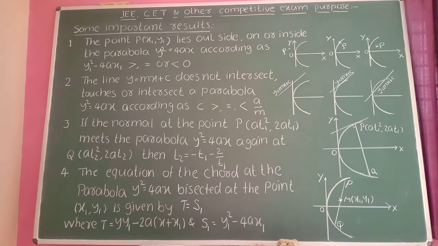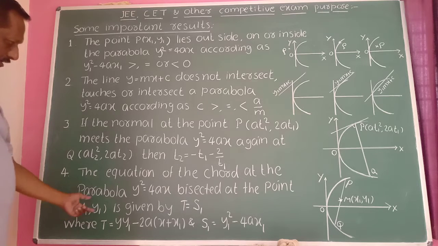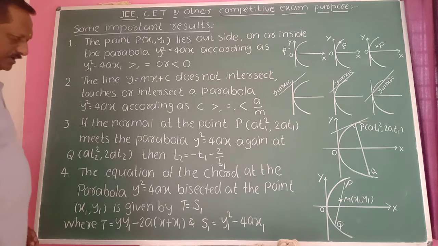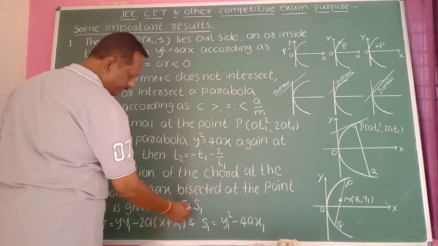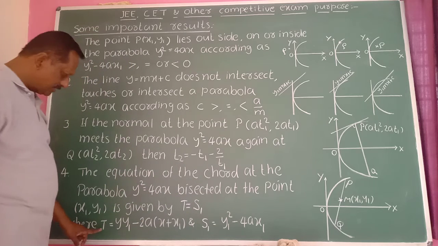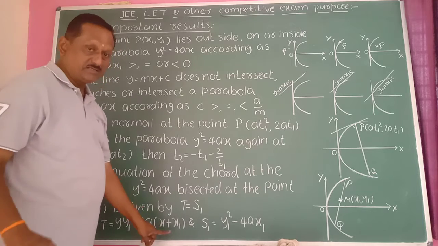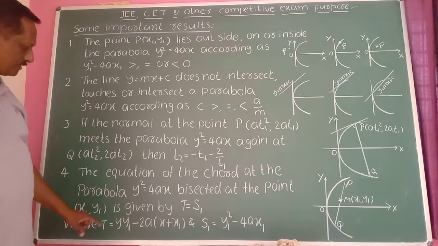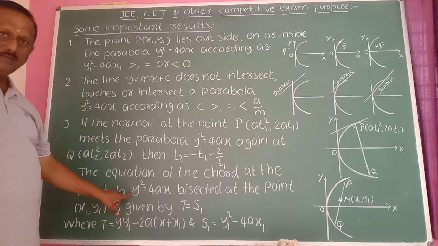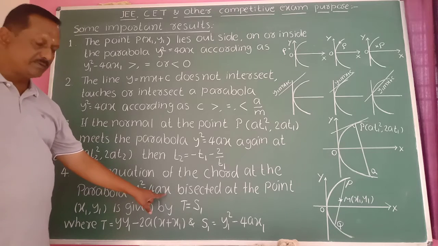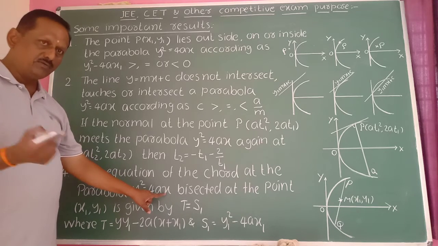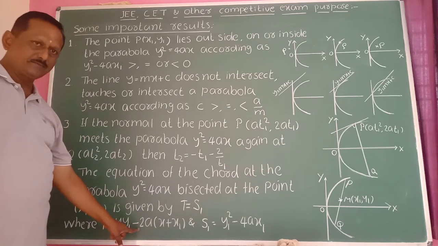The equation of the chord of the parabola y square is equal to 4ax bisected at the point (x1, y1) is given by T is equal to S1. It is just like a formula. Where T is y y1 minus 2a into (x plus x1), that is the equation of tangent, replacing y square by y y1 and x by (x plus x1) divided by 2. Take the left side here, we get this result.